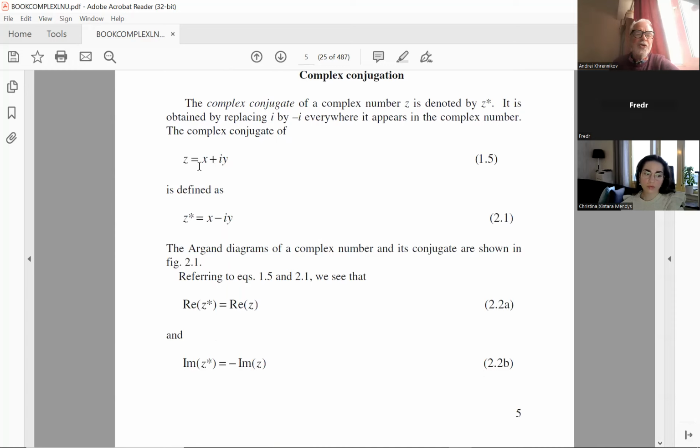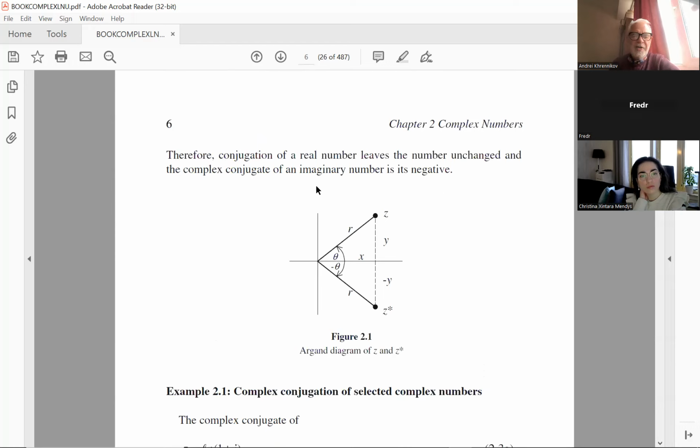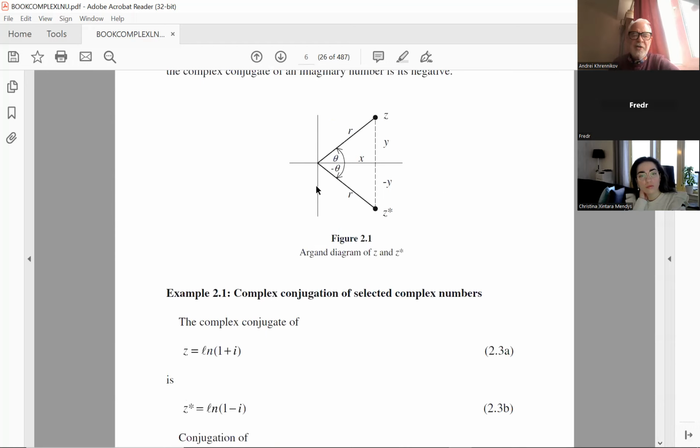So the complex conjugate of a complex number is just minus. The main property of this operation is that if we apply it two times, we again get the same number. Those who studied algebra will find this an interesting operation. How does it look geometrically? z star is the same number with the angle changed to minus.